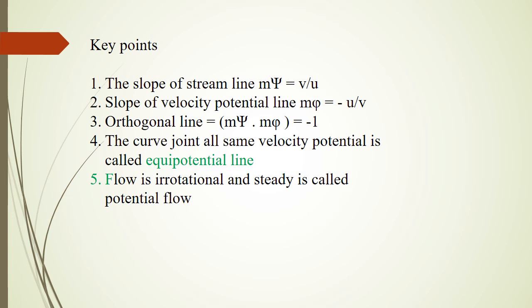So here we are going to discuss some key points. First, the slope of the streamline, psi, is equal to v divided by u, and the slope of the velocity potential line is equal to minus u by v. The orthogonality is the product of the slope of the streamline and the slope of the velocity potential line, which is equal to minus 1. Next, the equipotential line is the curve joining the same velocity potential. Next, if the flow is irrotational and steady, it is called potential flow.